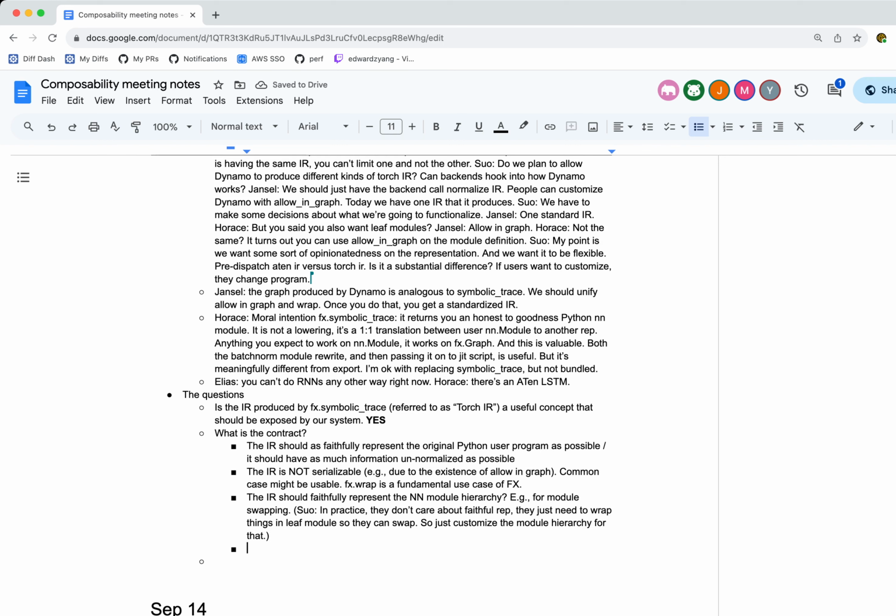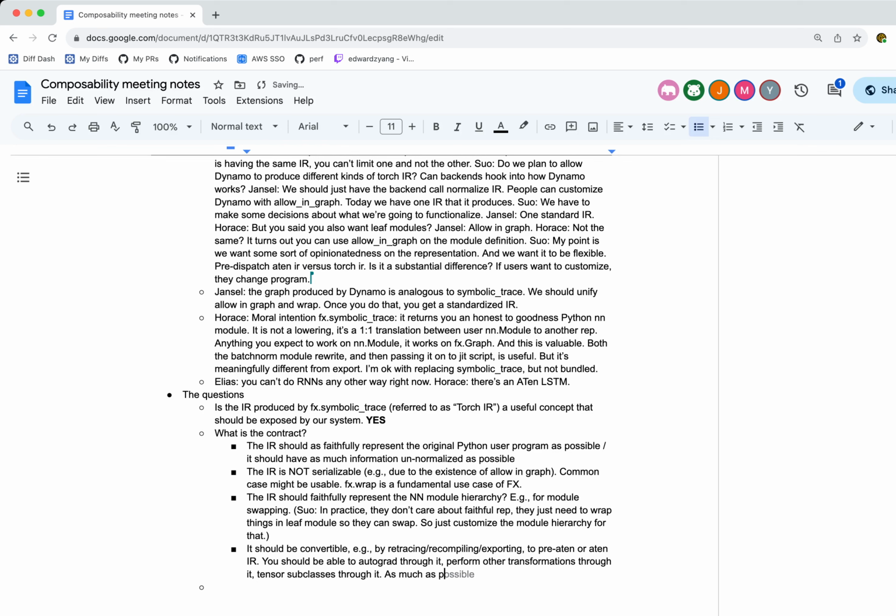It should be convertible, so you should then be able to retrace it, recompile it, or re-export it down into pre-ATen IR or ATen IR. And this includes other things: you should be able to AutoGrad through it, perform other transformations through it, pass tensor subclasses through it, or whatever. As much as possible, anything that you could have done with the original NN module, you should also be able to do with this. But this can't be contractually enforced, right? Because of the existence of leaf modules and fx.wrap.